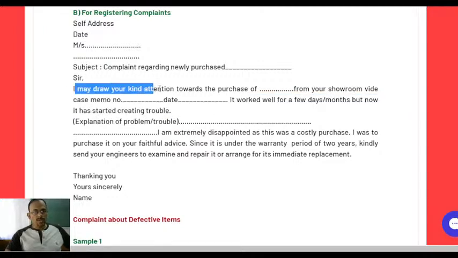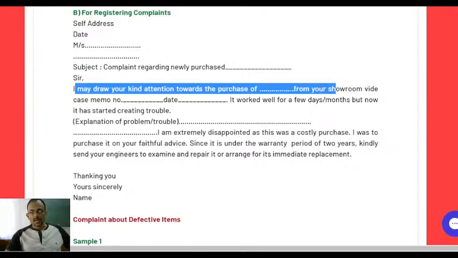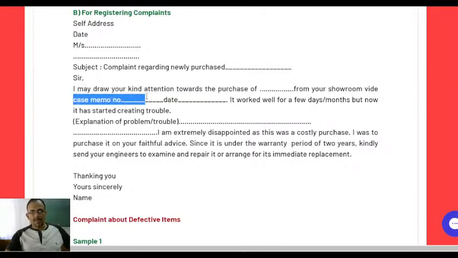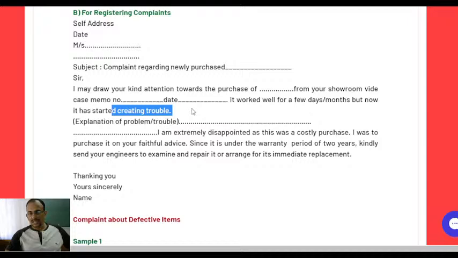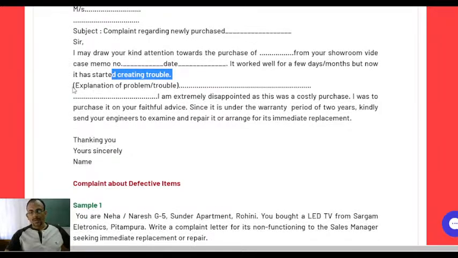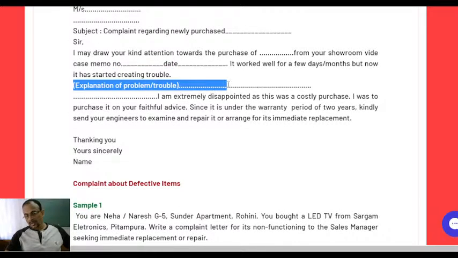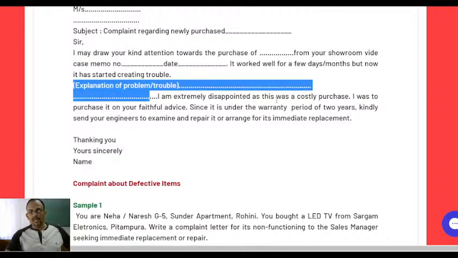I may draw your kind attention towards the purchase of dash from your showroom. Right. Then case memo number is given, date is given. It worked well for a few days or months, but now it has started creating trouble. So you have to then write the trouble. What is the trouble all about? You have to describe it here. I'm extremely disappointed as this was a costly purchase. I made it on your faithful advice.